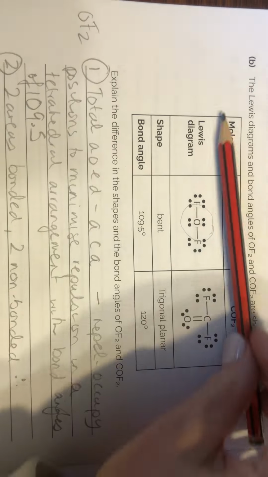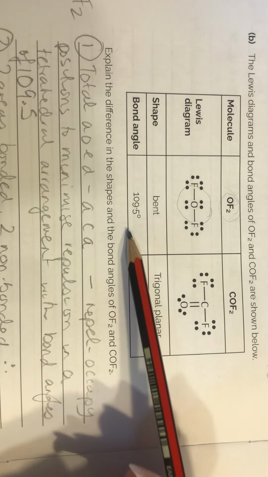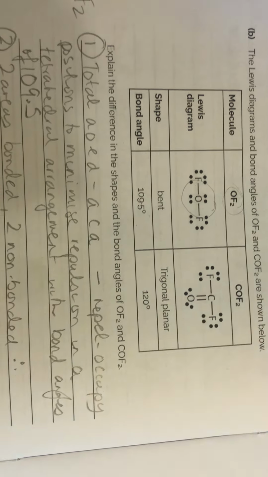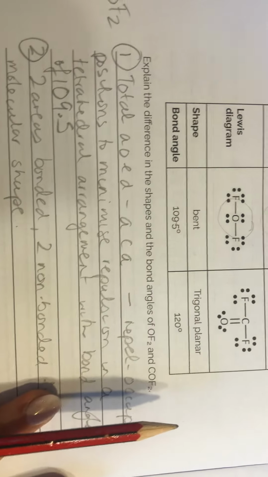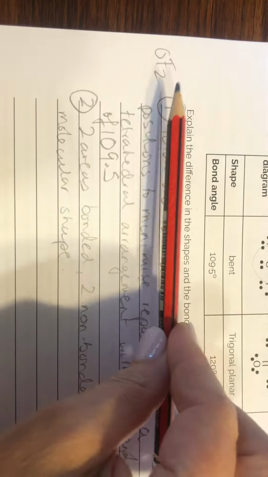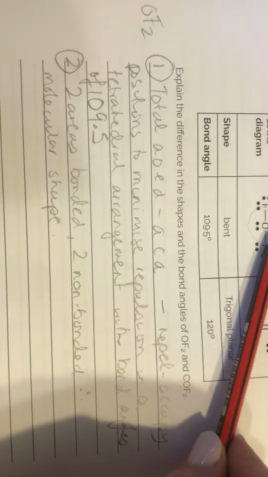So a couple of little things there. Please don't just restate the information in the table as your first sentence. So don't write OF2 has a bond angle of 109.5 and is bent. We know that. We can read the table. So it's really important that you explain why. So I've just done the 2 separate ideas for OF2. You would also need to do that for COF2.